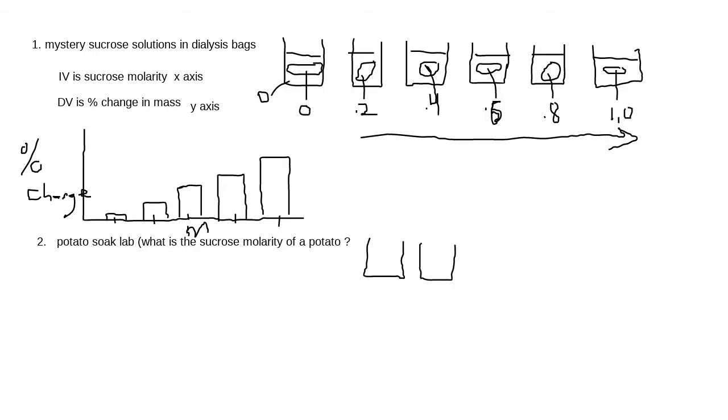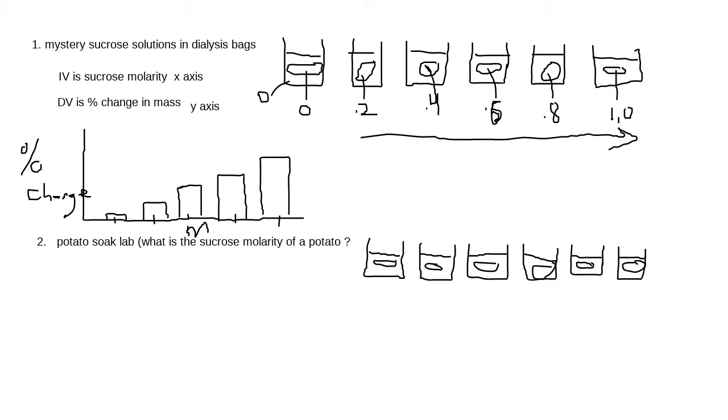Good for you. You have the same sort of cup situation, except instead of putting dialysis tubing in there, you're going to put chunks of potato in there. And this time, you're going to put those colored solutions that you analyzed here, and you're going to surround the potatoes with those known solutions. So you're going to have potato chunks in here, and all those potatoes have the same sucrose molarity inside them. You just don't know what it is.